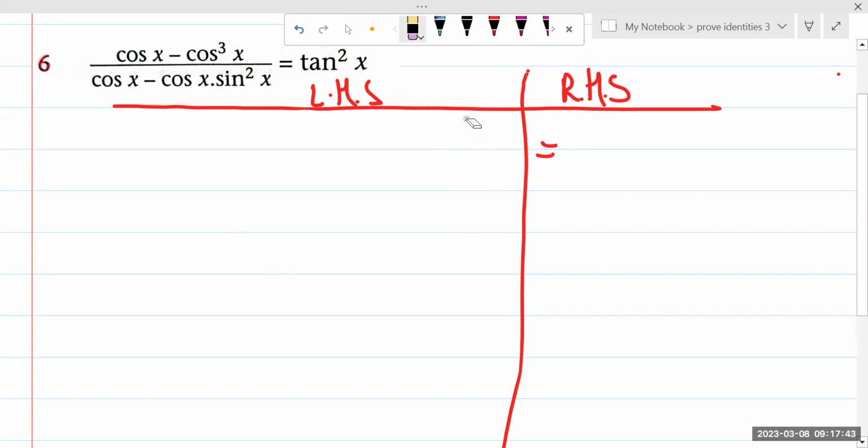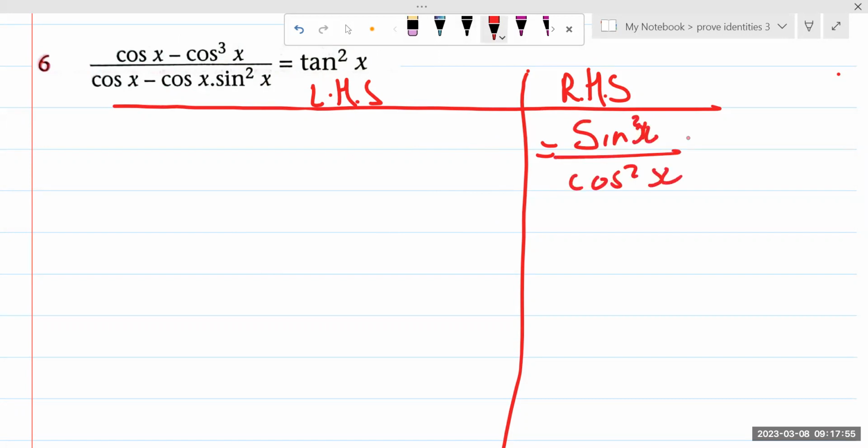For example, if they say, leave your answer as a single trigonometric ratio, so if you write something like this, it is no longer a single trigonometric ratio. If you write sine squared x all over cos squared x, this is no longer a single trigonometric ratio. So there are instances whereby they will tell you to leave your answer as a single trigonometric ratio, then you will leave your answer as tan, if that's what they said.